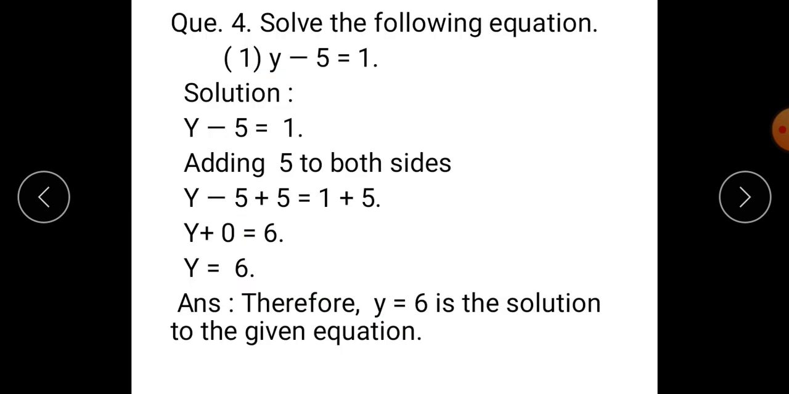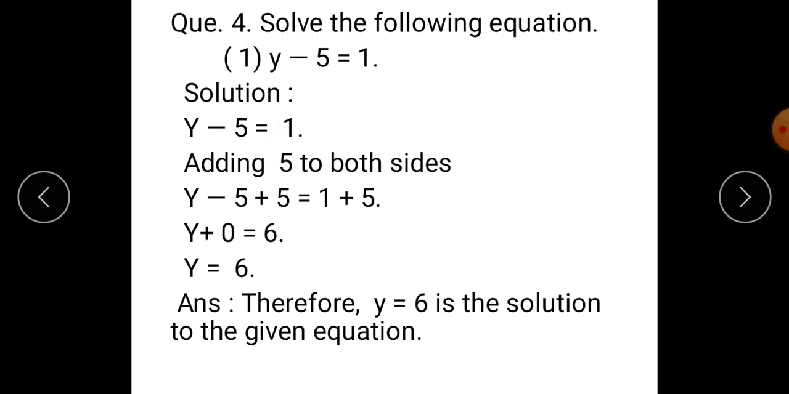Question number 4, solve the following equations. Number 1, y minus 5 is equal to 1. Solution, I have explained already all the steps of the solution to solve the given equation. In the first step, you have to write down the given equation as it is. Therefore y minus 5 is equal to 1.